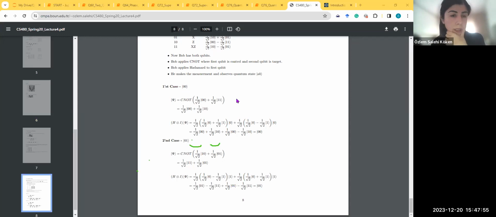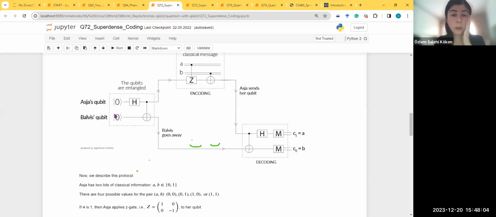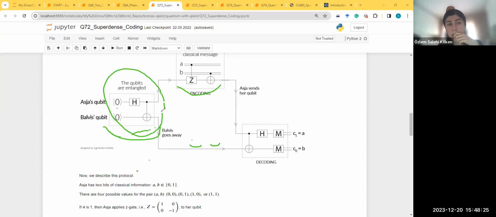Is the step before the encoding like a key exchange? Is it an initialization step in a classical cryptographic system? If you are asking about this part, this is just creation of the entanglement. If you are asking about this part, this is Asya's way of encoding her message. Yes, this is entanglement creation. So to start with, you need entangled states.